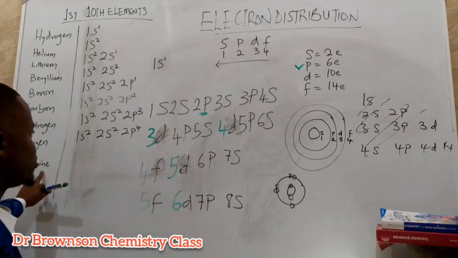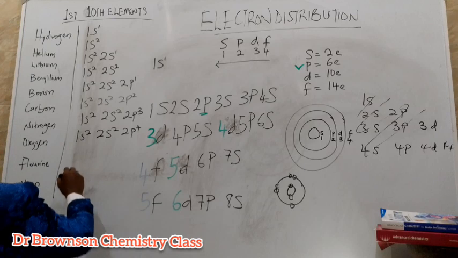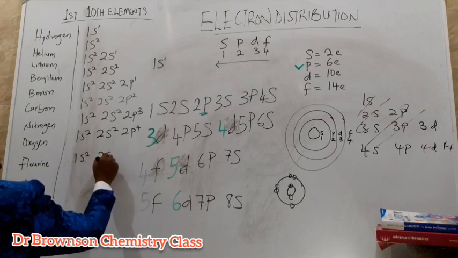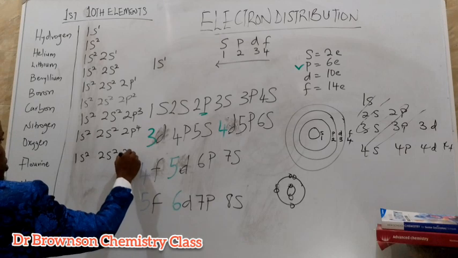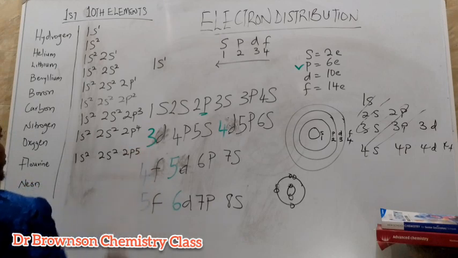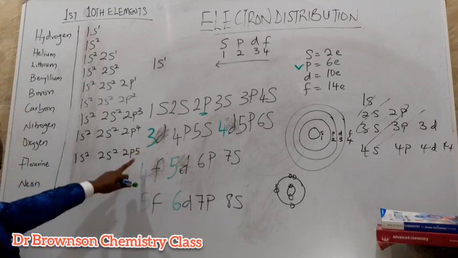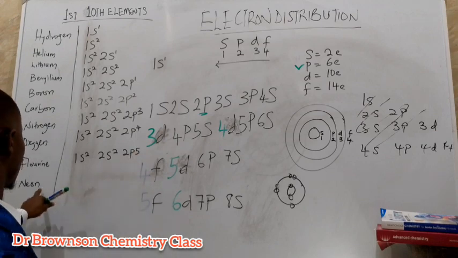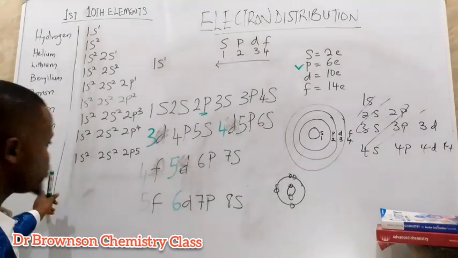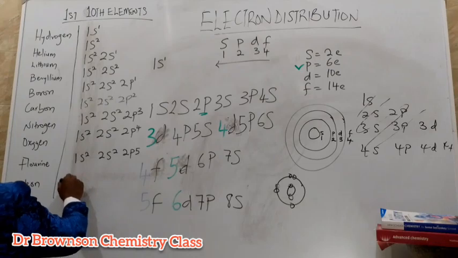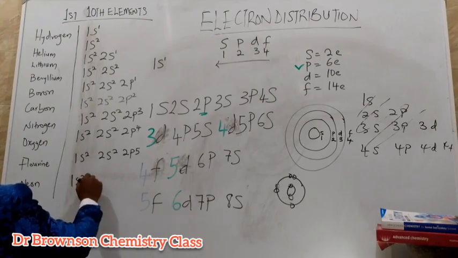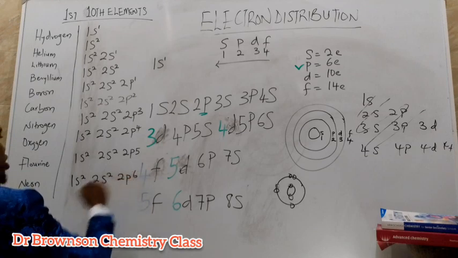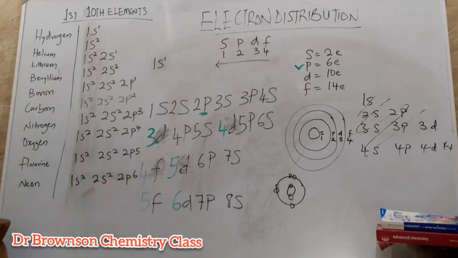So the next one is fluorine. So fluorine, we have it to be 1s2, 2s2, 2p5. So that is for your fluorine. So the next one is your neon. So neon, we have it to be 1s2, 2s2, 2p6. So this is your configuration.